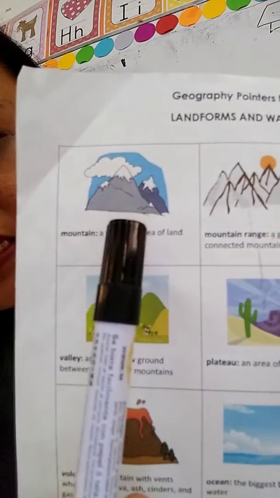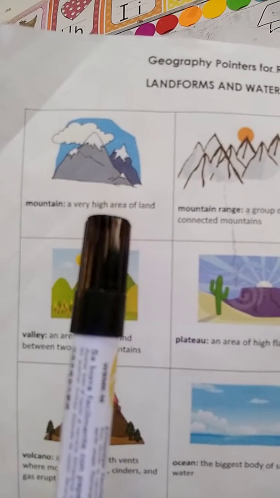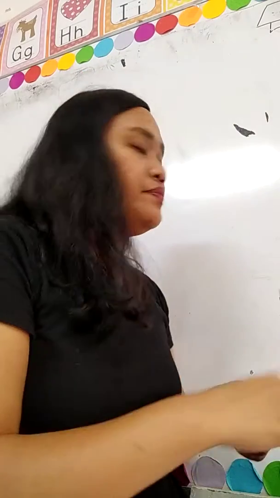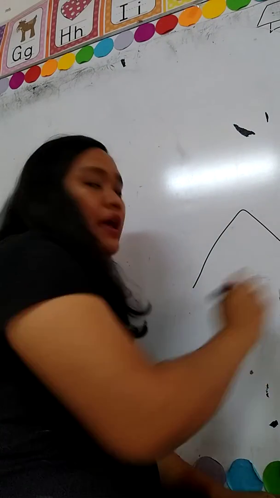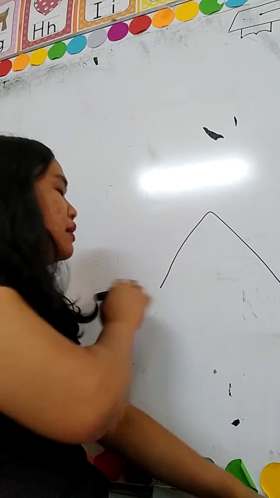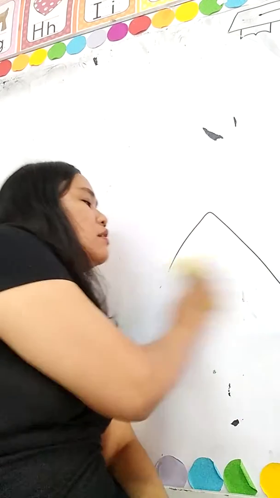Mountain. This picture is mountain. Okay, a mountain is any high area of land. A very high area of land. Okay, so if you want to draw a mountain on the board, let's just do it very simply. You can just draw a high area of land like that. Okay, so you can make it more beautiful, make it simpler, but I need to see a high area of land. Next. So let's go to the next one.